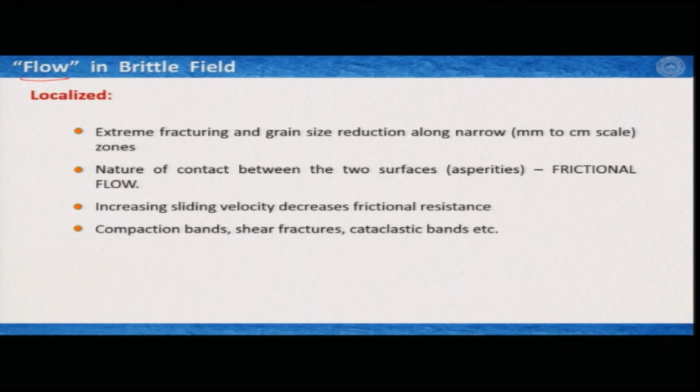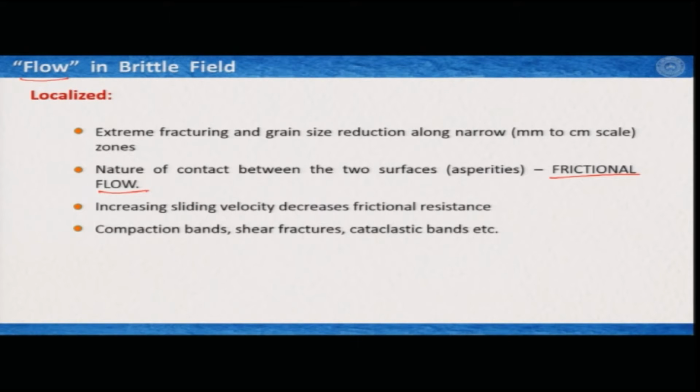Now, this fracturing or grain size reduction may happen by compaction or may happen by shearing. Sometimes the nature of contact between the two surfaces, which we will learn later, is called asperities. If that type of flow does happen, that means one is sliding past another at grain scale, then sometimes we call it frictional flow. Clearly, if you increase the sliding velocity or the strain rate, that decreases the frictional resistance. Therefore, if you have more sliding velocity or force, then you quickly deform the rock.